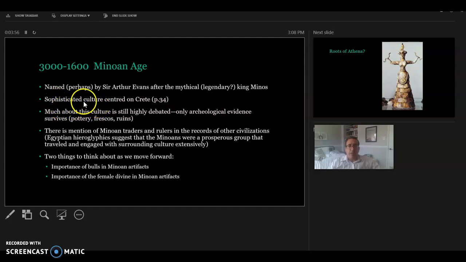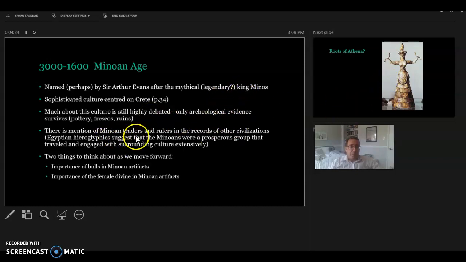The Minoan Age was a sophisticated culture centered on Crete, the island of Crete, and you can find some information in the book on page 34. There's not a lot known about this record. There are no written records. We have just some frescoes and pottery, some ruins. This is going back a long way to very unpreserved things, but there are some beautiful frescoes and pieces of pottery, like we'll see in the next slide, that have been preserved.